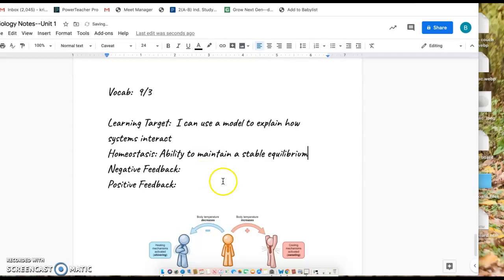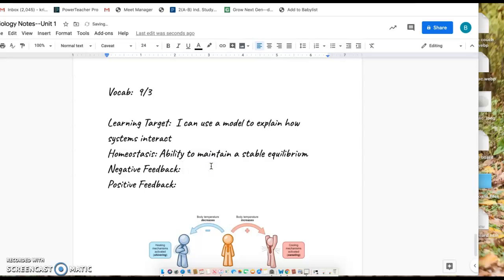Now equilibrium means you basically think of it as equal. So like that seesaw, having it completely balanced, not more on one side than the other. So our body works to maintain this stable equilibrium constantly. It's constantly regulating our temperature, our blood pressure, things like that. We're going to be talking about a lot of those types of things through this unit.